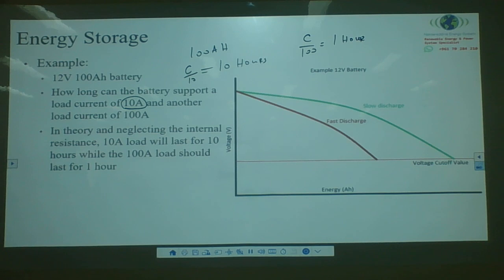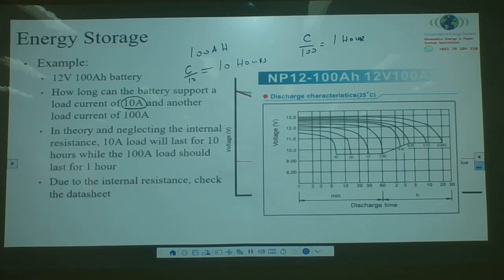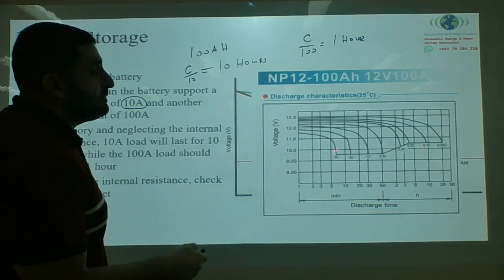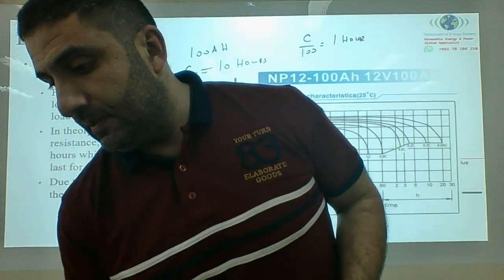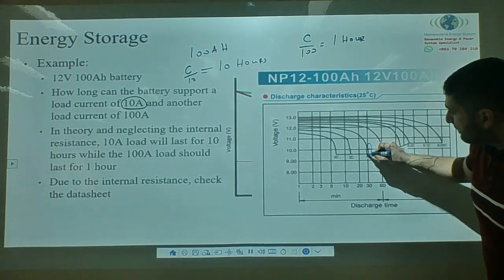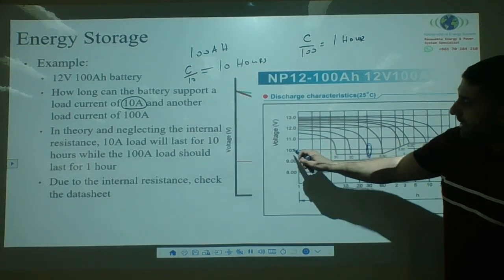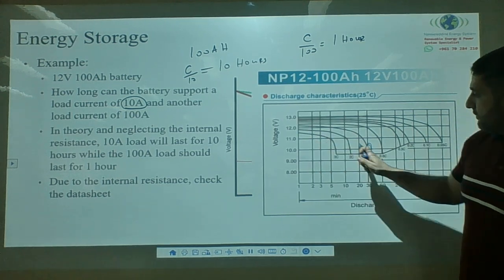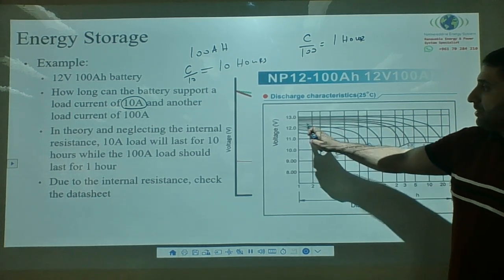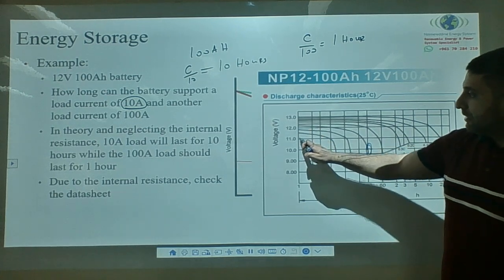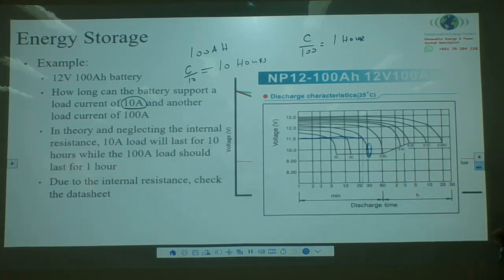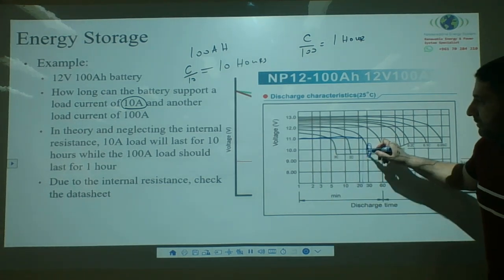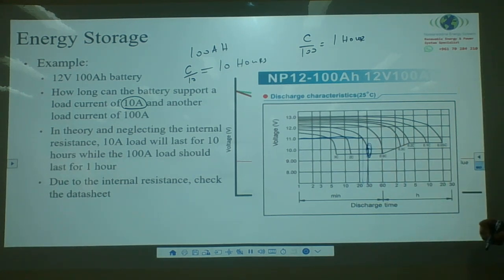That's in theory. However, in reality, because I have an internal resistance, look, this is a real system, 1200 amps. When I take 1C, when I take 100 amps, depending on what level I want to reach my voltage, for this 100 amps, to reach 11 volts, it's about 25 minutes. If I want to go to 10 volts, it takes 30 minutes.